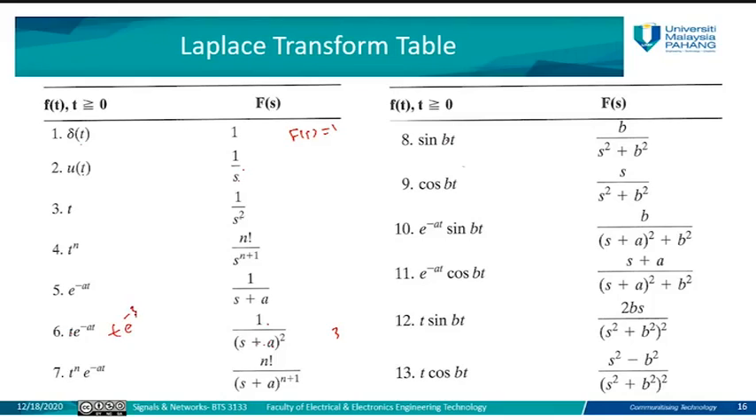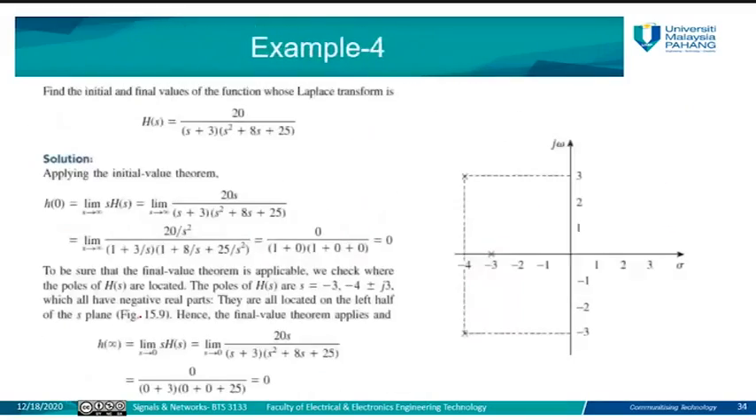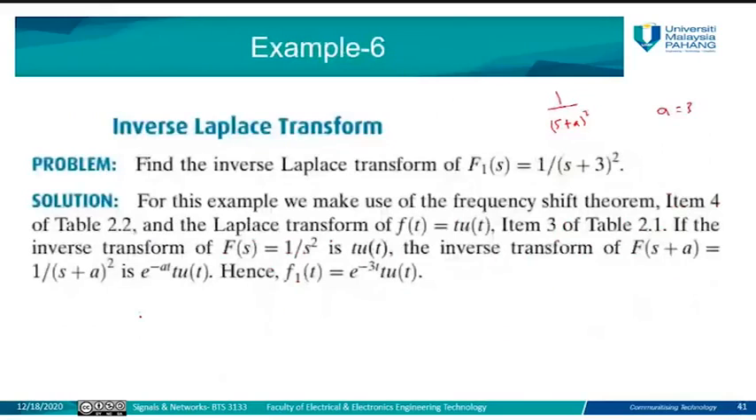exponential negative 3t directly. Since the function is existing or similar to one of the functions in the table, you just directly say the inverse Laplace for this one is t exponential negative 3t. That's what we did here in this example. Since the function is available in the table, just use it as it is.